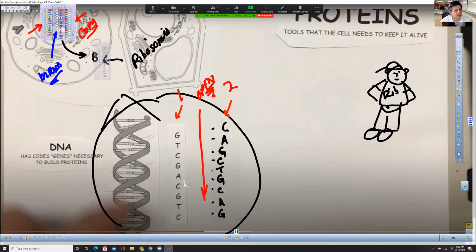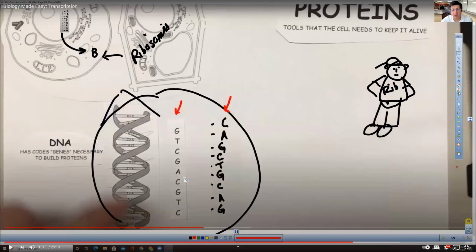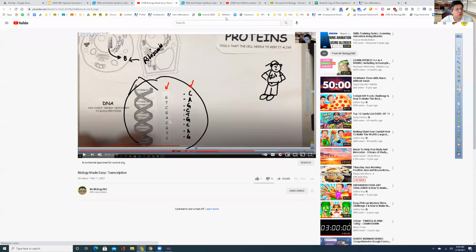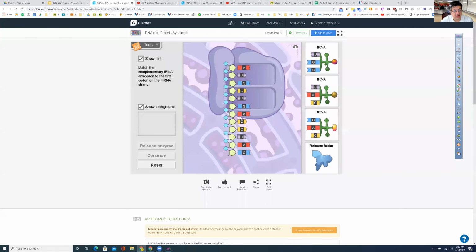the nucleus to the ribosome. And now what the ribosome is going to do is read it, and once he reads it, he's going to be able to make the protein. That's what happened. So basically, through our lab exercise, what we did now is we have made our mRNA.